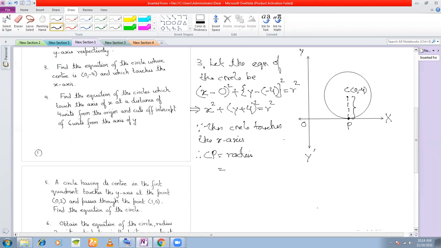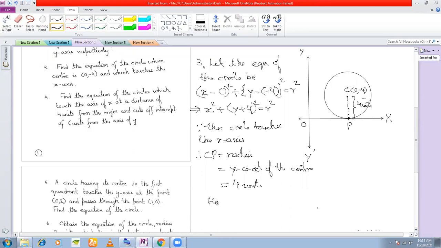Radius will be equal to the y coordinate, right? Is equal to the y coordinate of the center. And how much is the y coordinate of the center? It is -4. But since we are talking about radius, we'll simply take 4 units because this length here is 4 units, right? So the radius is 4 units.